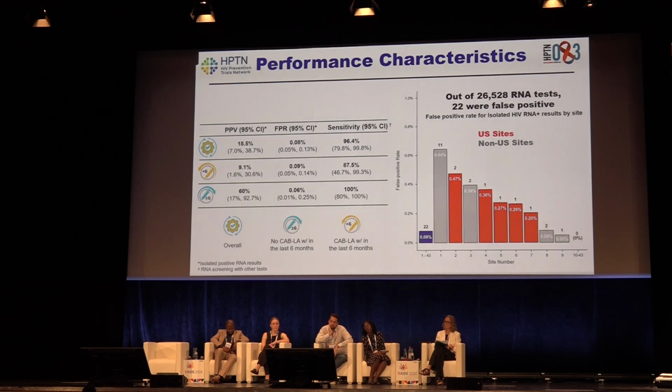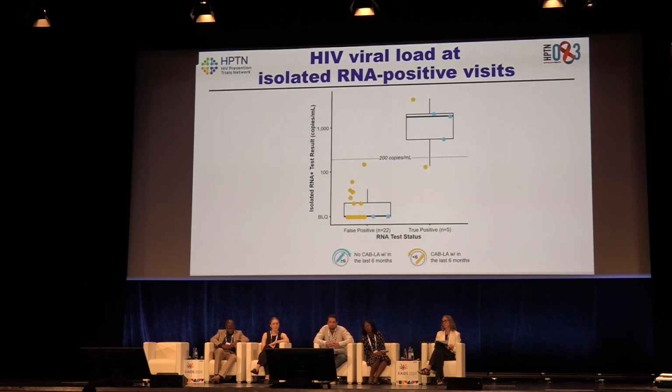In an attempt to identify a discriminatory threshold for true versus false positive RNA testing results, we have parsed viral load results by proximity to CAB-LA exposure in yellow and blue, as well as true versus false positives. The medians and ranges for each group are shown here.